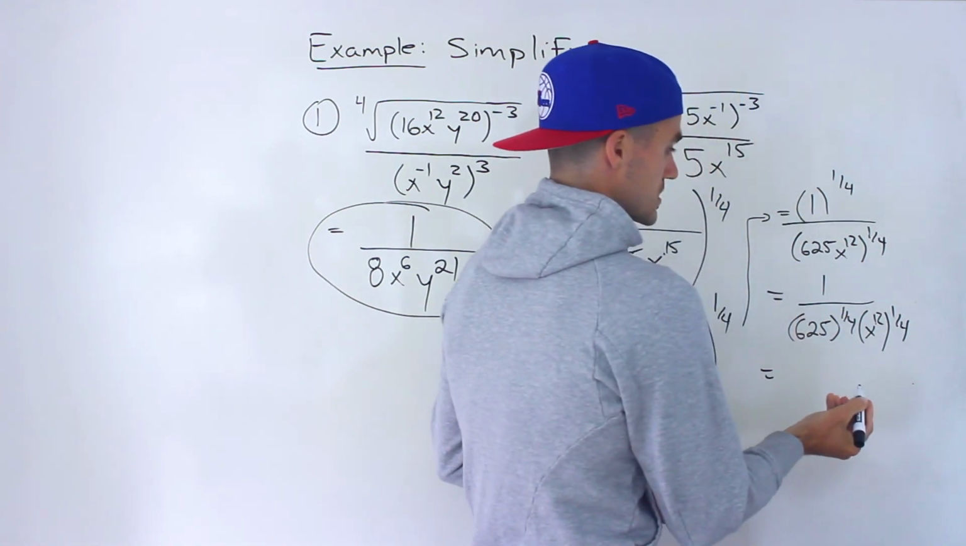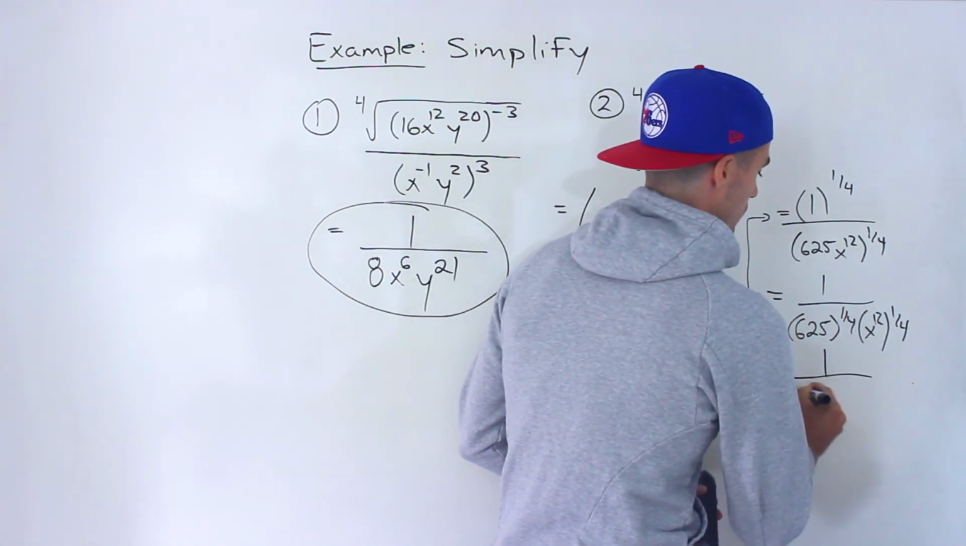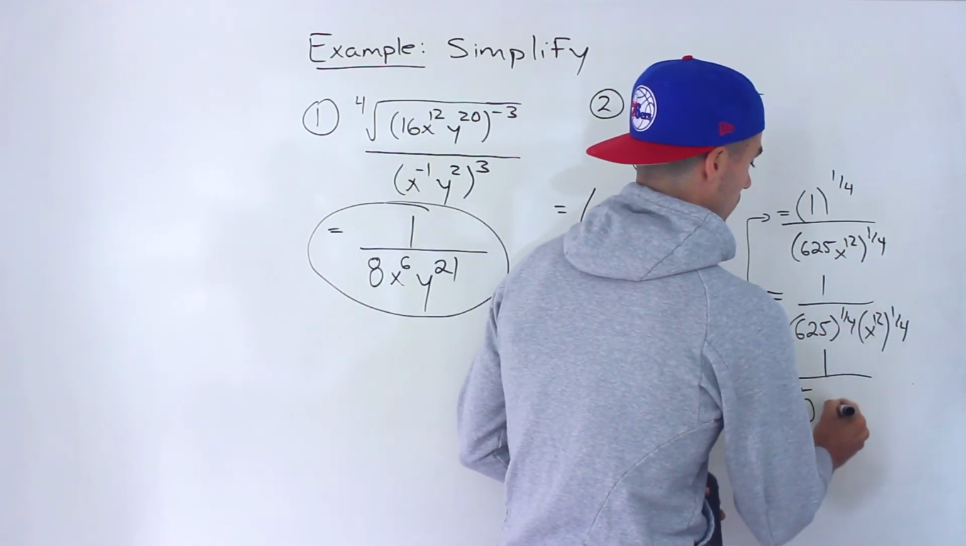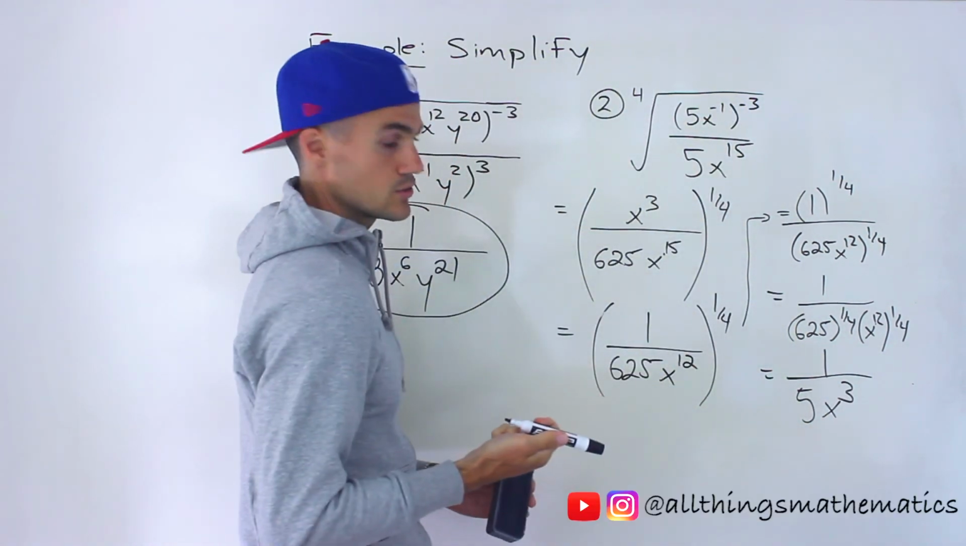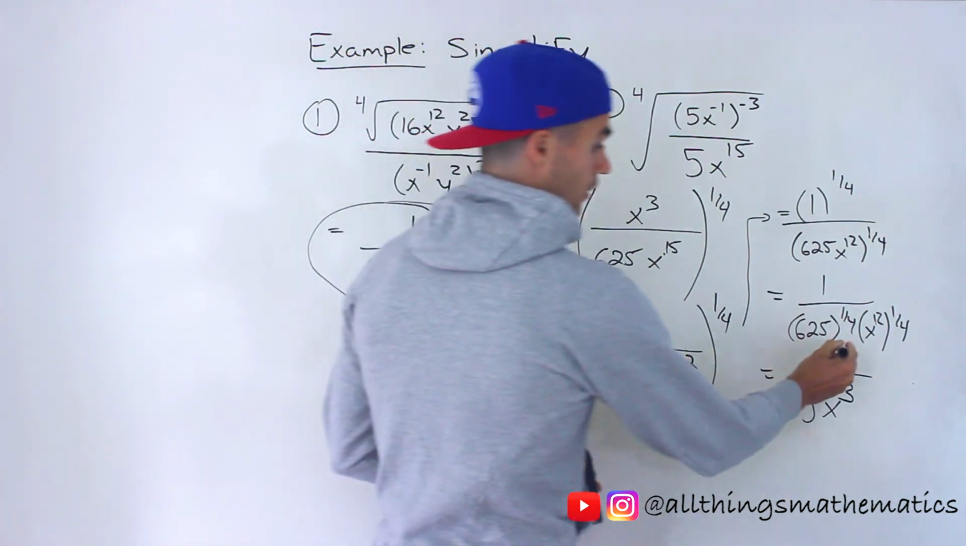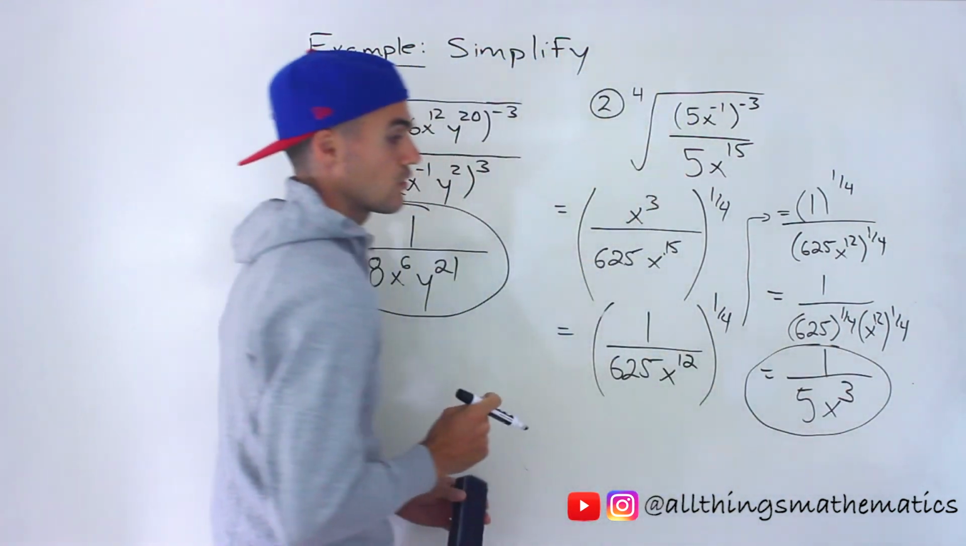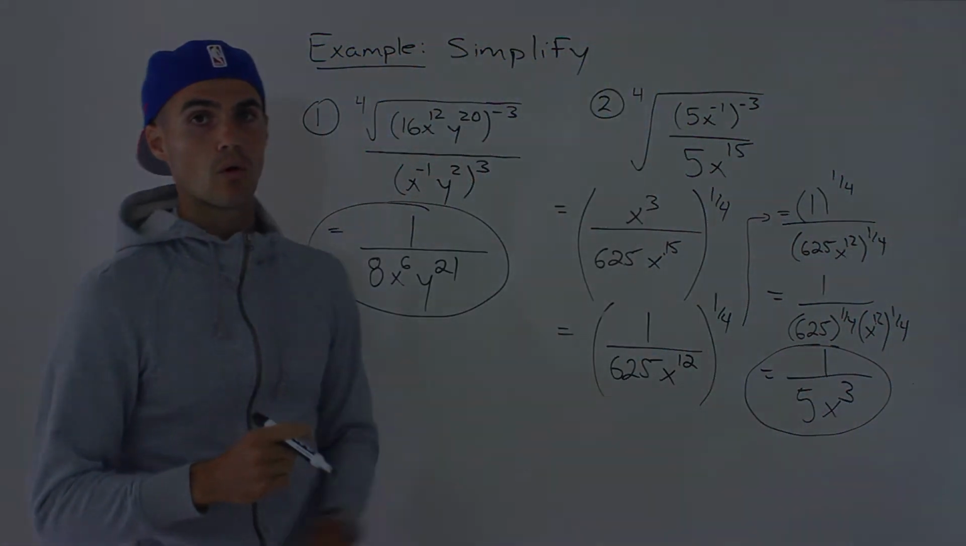What's the 4th root of 625? It's just 5. And then 12 times 1 over 4 gives us 3. And then notice this, you can't simplify any further. So 1 over 5x to the 3 ends up being the final answer for that.